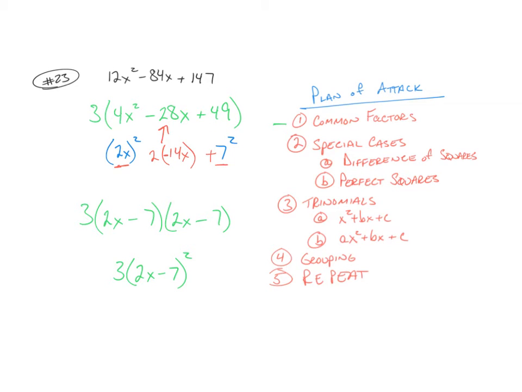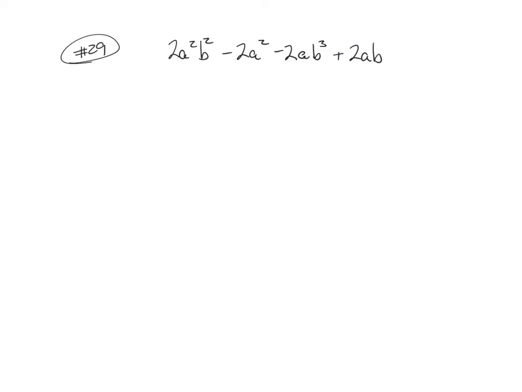What I'm looking at down here is this is going to give me a negative 14x, and that's going to give me a negative 14x, so 2 negative 14x's. Does that give me this negative 28x in the middle? That's what I'm looking for, and it does. So this is the factored form that we have here.